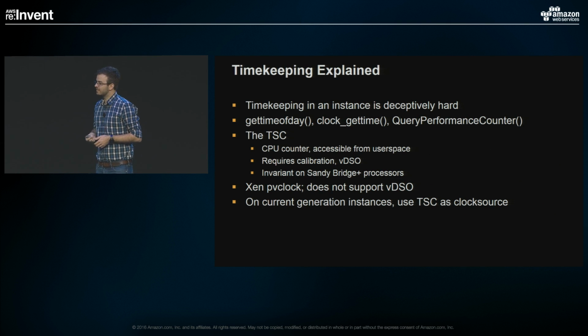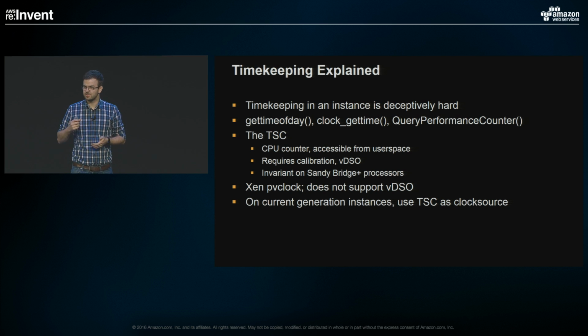Now I want to start digging a little bit deeper into the operating system and how the operating system interacts with the EC2 hardware. On any instance, physical or virtual, timekeeping is a really important operation. It's used for things like processing interrupts, getting the time and date, and measuring performance of cycles.